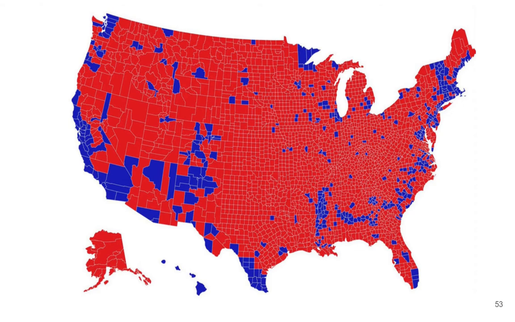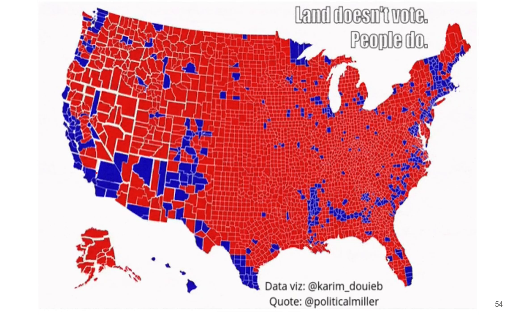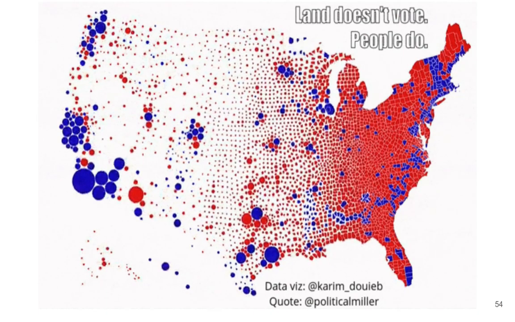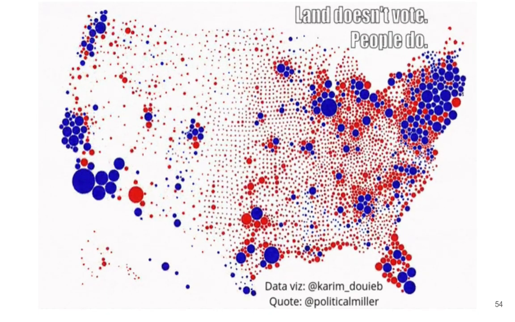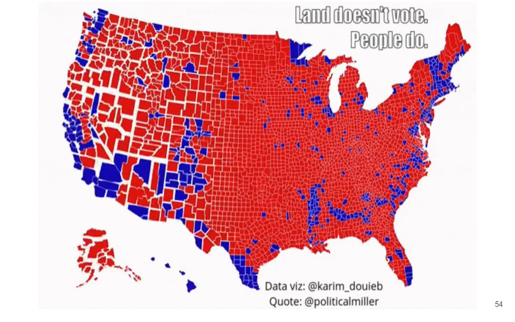And it was a map like this that encouraged Laura Trump to tweet out, "Impeach this," with a map of the 2016 election, which actually turns out the map that she used had some of the counties flipped red that actually weren't. So she started off with a lie and said, "Impeach this." And this guy, Kareem Abdul, said, "Yeah, land doesn't vote, people vote."